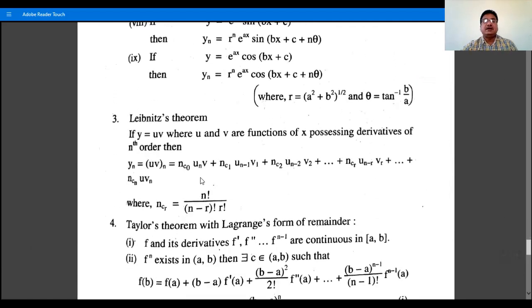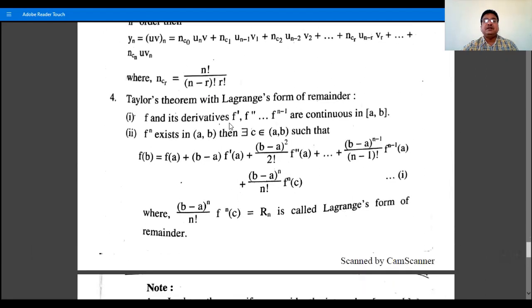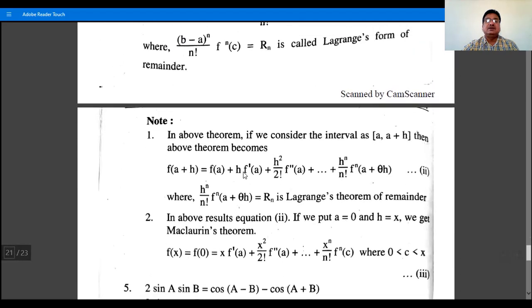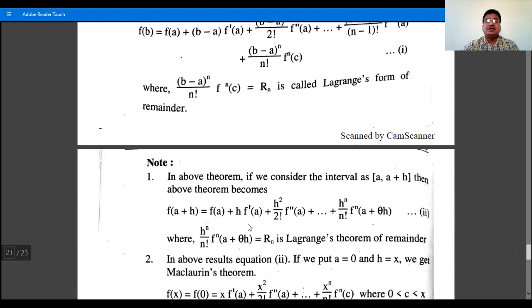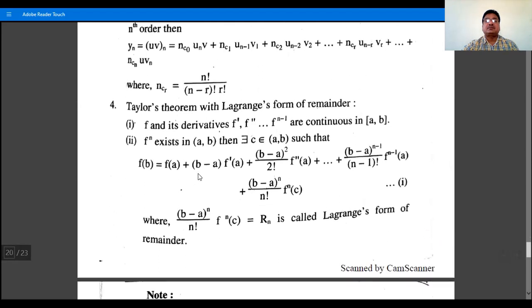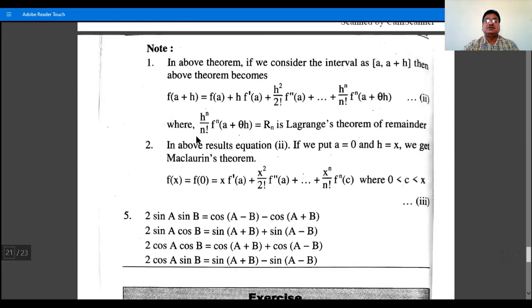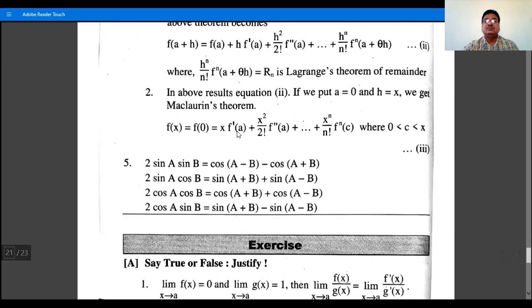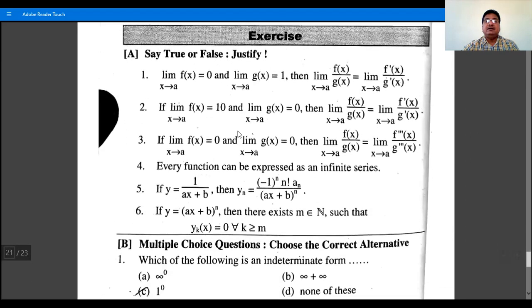This is the Leibniz theorem. So the statement of the Leibniz theorem is important. Taylor's theorem, the statement of Taylor's theorem is important. Similarly, Maclaurin's theorem is also important, the statement of Maclaurin's theorem. So these are the summary, and these are the 2 true-false questions.